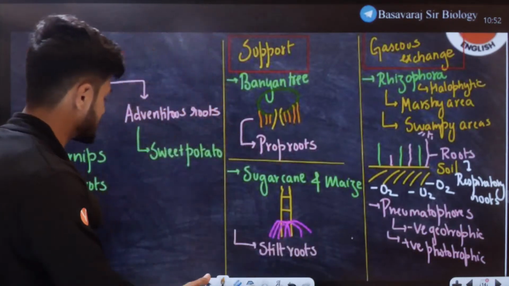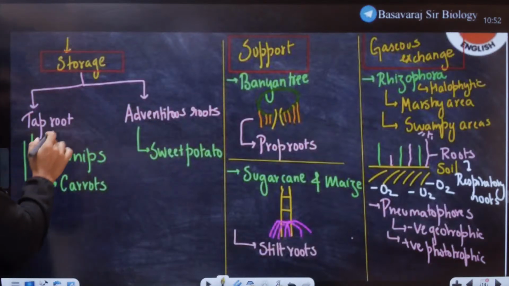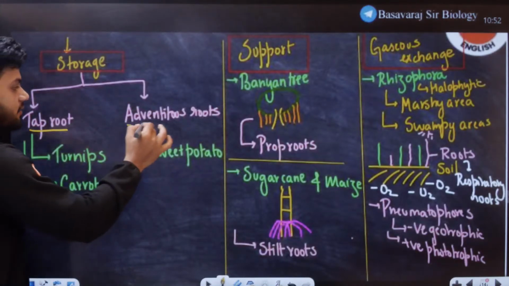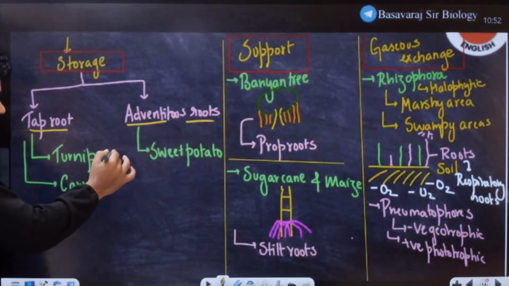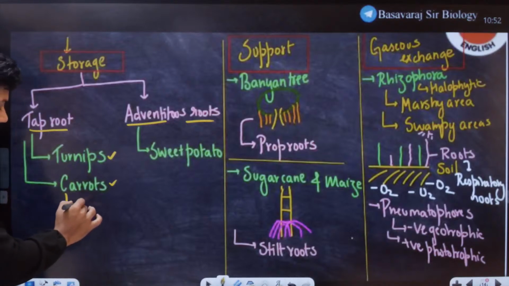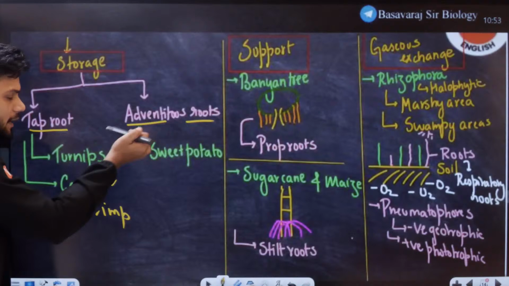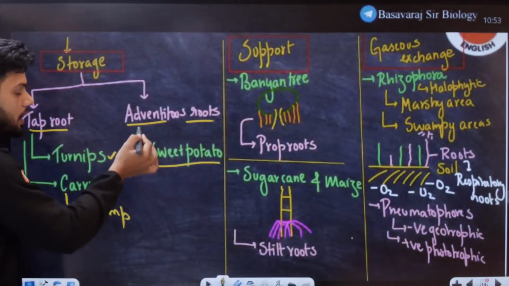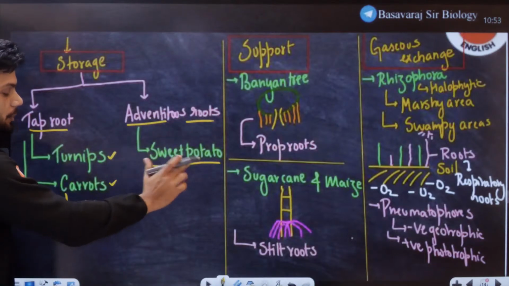Now see, in the case of storage, we have two categories: taproot storage and adventitious root storage. In taproot storage, we have turnip and carrot as examples, very important. Sweet potato is an example of adventitious roots. So storage, adventitious roots, sweet potato.